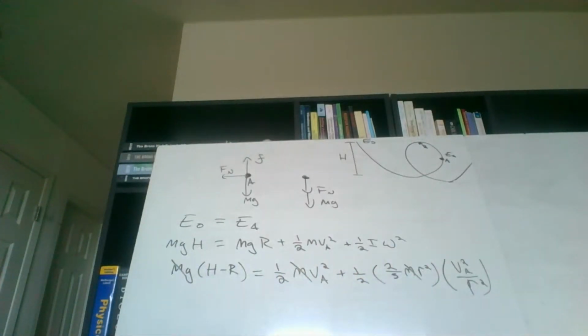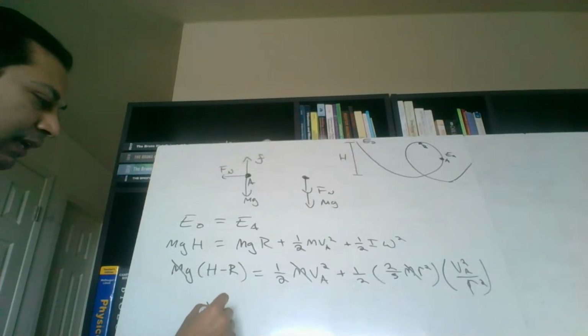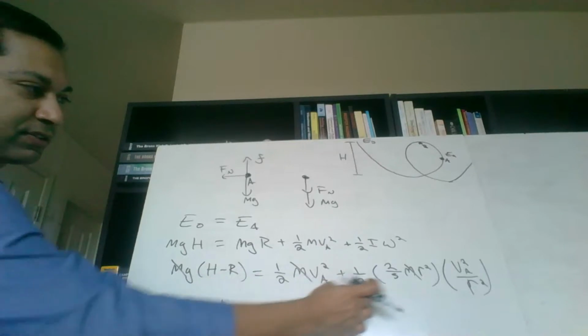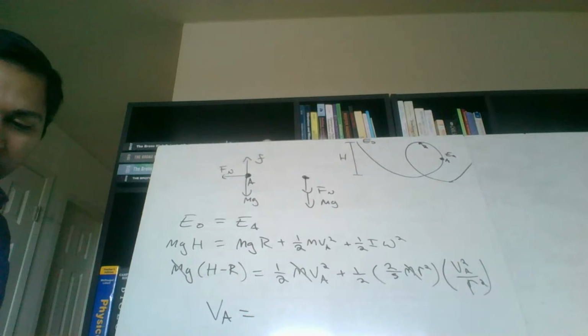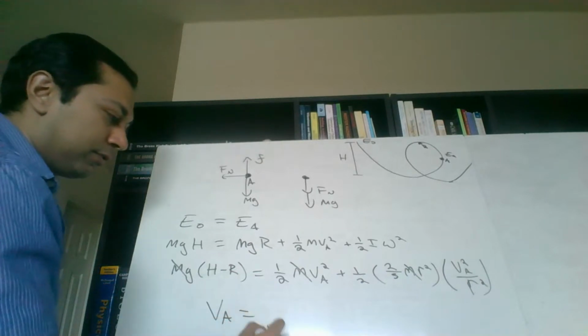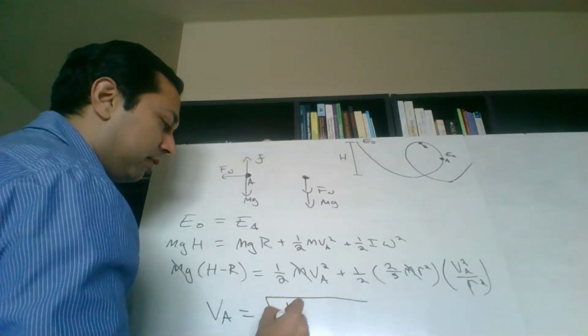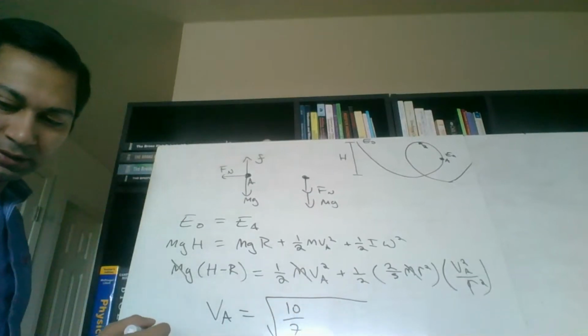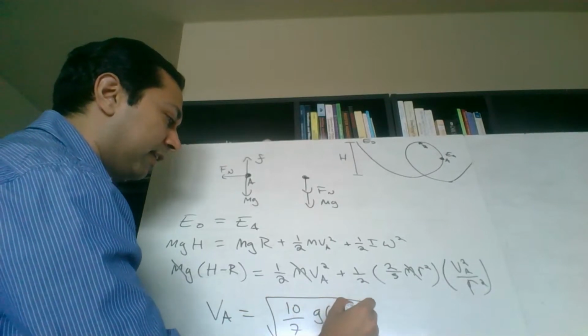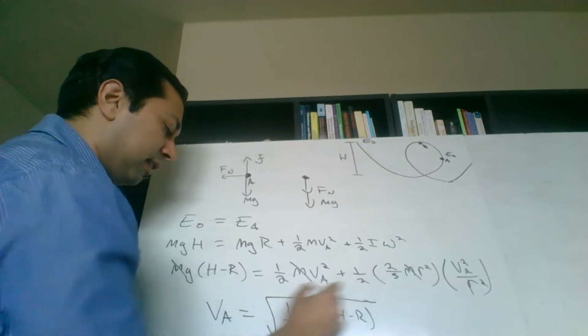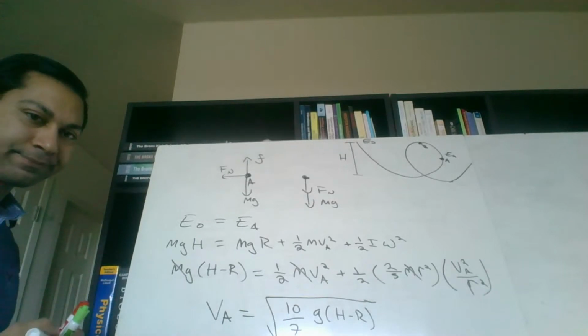And our objective is to solve for VA. So what we end up with is VA. All you got to do is solve for VA now. Just bring all the other stuff to the other side. VA will equal the square root of 10/7 g times (h minus R). And that's the velocity at A.